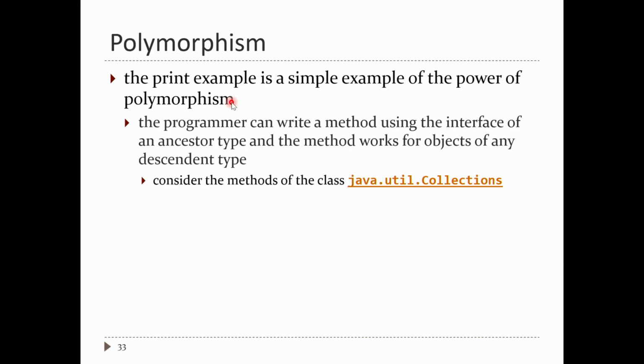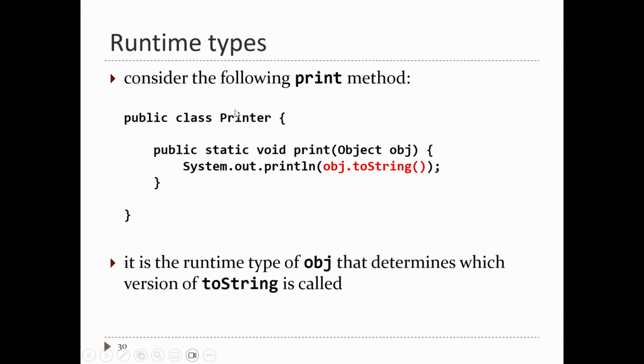So that example I showed you is a very simple example, but it illustrates the power of the fact that objects can have more than one type. It illustrates the power of polymorphism. What can you do with polymorphism? When I write this method, I can look at the documentation of the class Object. That's all I have to do. I look at the class Object and see what methods are there. I look at the toString method and see what toString does. Well, it returns the string representation of an object.